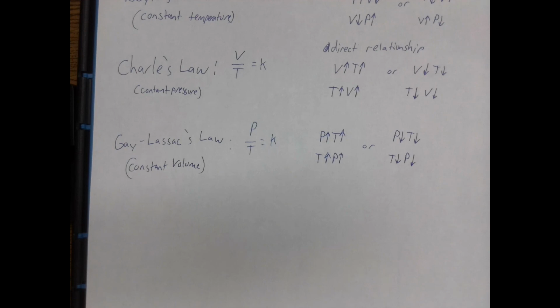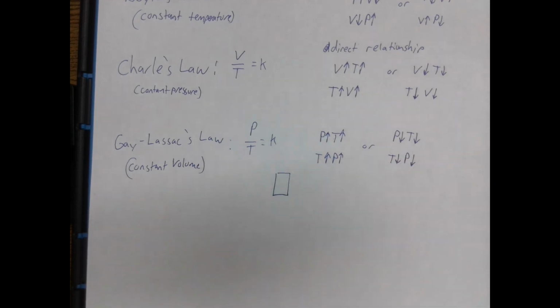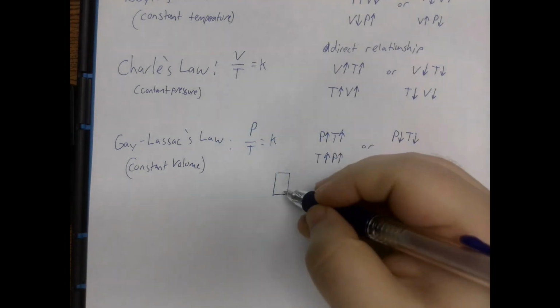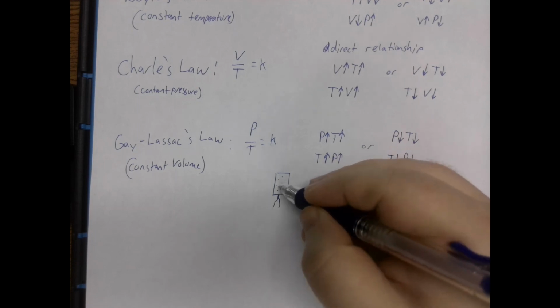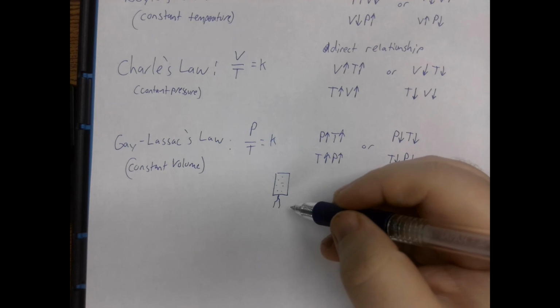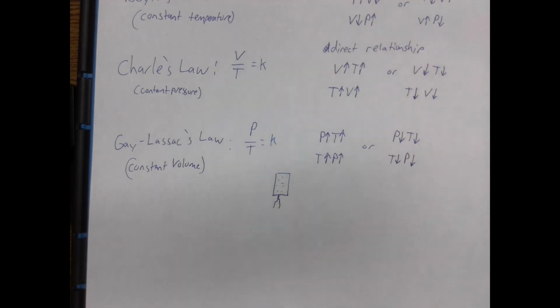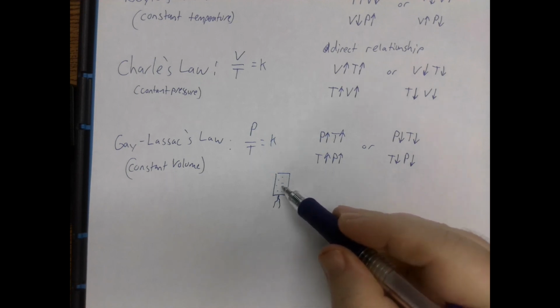So what are some examples of Gay-Lussac's law? So imagine you had a steel can, like a Coke can, that can't easily compress. And then you heated it up. If you heat it up and the gas inside it gets hot, the gas can't cause the metal container to move. So you're going to have a buildup in pressure. So as you increase the temperature inside, the pressure is going to go up.